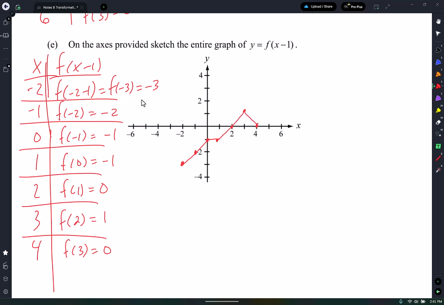What happened? Yeah. Shifted right once. So that's why every time you have a parenthesis like that, x minus 1, x minus 2, x minus 3, that does a horizontal shift, guys. Cool, right? Okay.